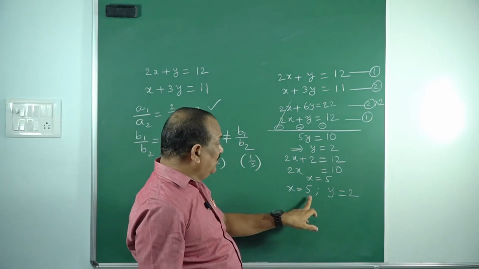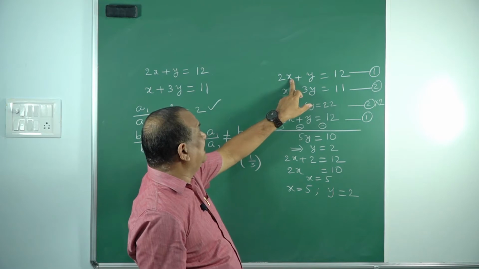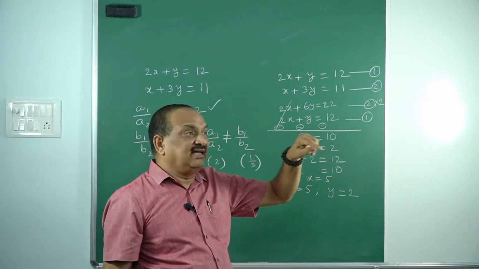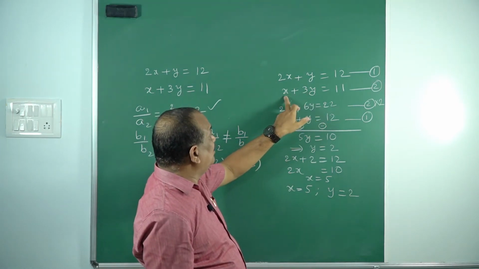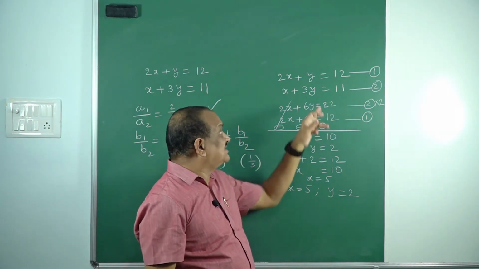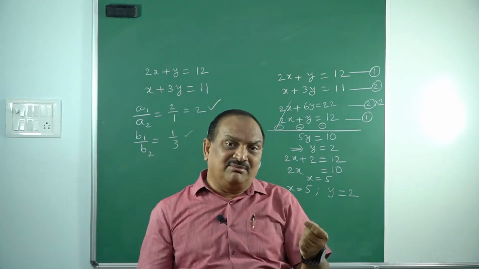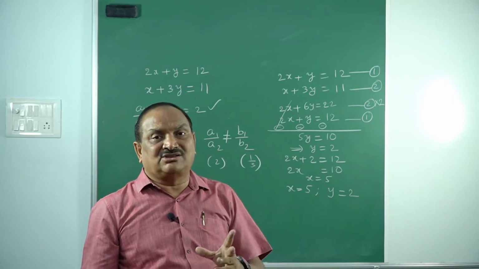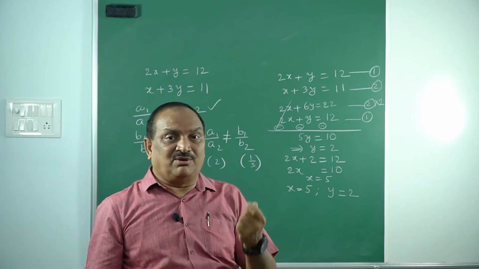So how do you understand that 5 comma 2 is a point here? 2 times 5, 10 plus 2 is equal to 12. So 5 comma 2 is a point on the line. 5 plus 3 times 2, 5 plus 6 is 11. So 5 comma 2 satisfies this line and this line also. 5 comma 2 is a point on line number 1 and line number 2. And therefore there is only one solution. There can't be any other solution. The lines are intersecting. They can't intersect in any other point.